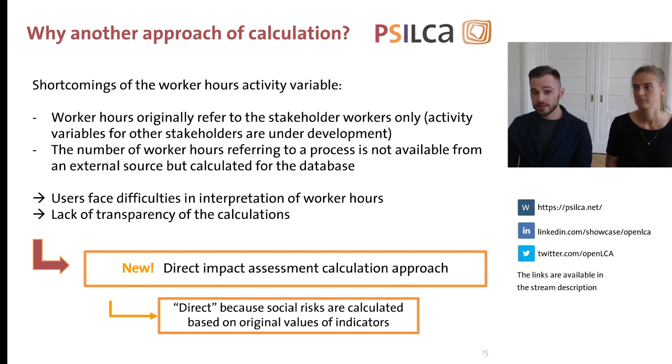So that is why we thought it would be quite valuable to introduce a new approach, and it is called direct because we don't use any activity variable anymore. We stick to the total inputs of each process, and we'll talk about it a little bit later on. And we use original, so-called raw values in order to assess the impacts.